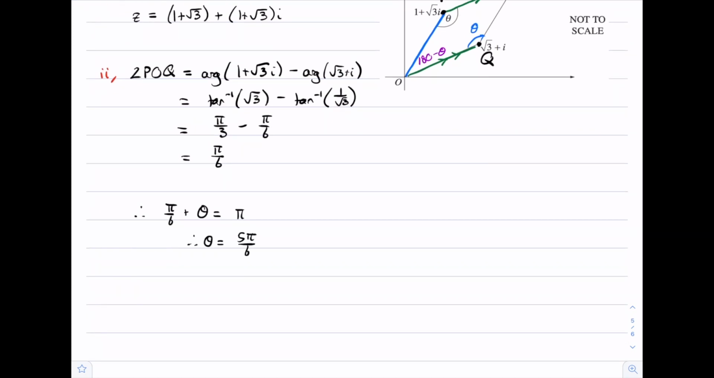I suppose maybe here we should mention co-interior angles add to 180 degrees, or add to pi radians. Okay, if you just want to make sure that you're giving all your reasons, so a marker never has a reason to take a mark away from you. But that's our final answer. Theta is 5 pi on 6.